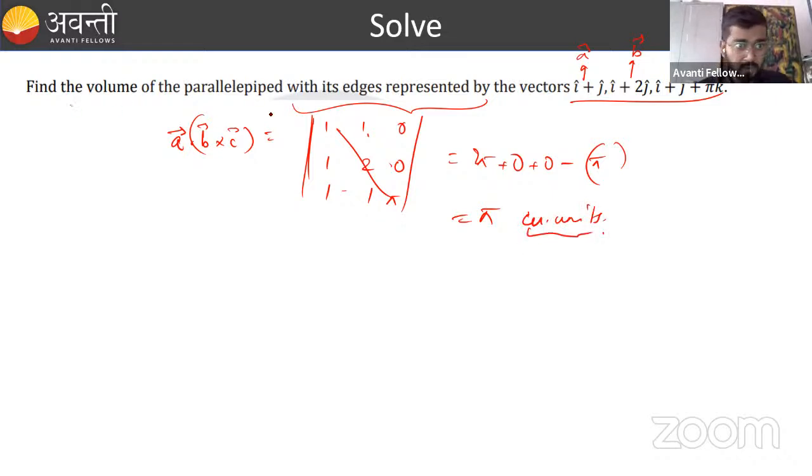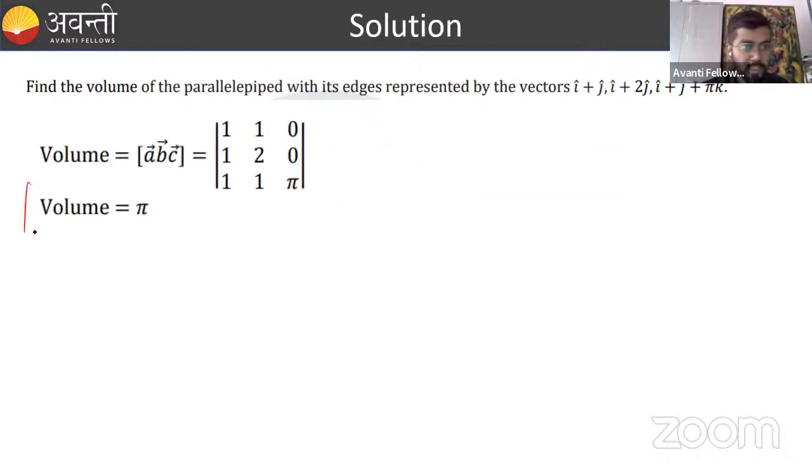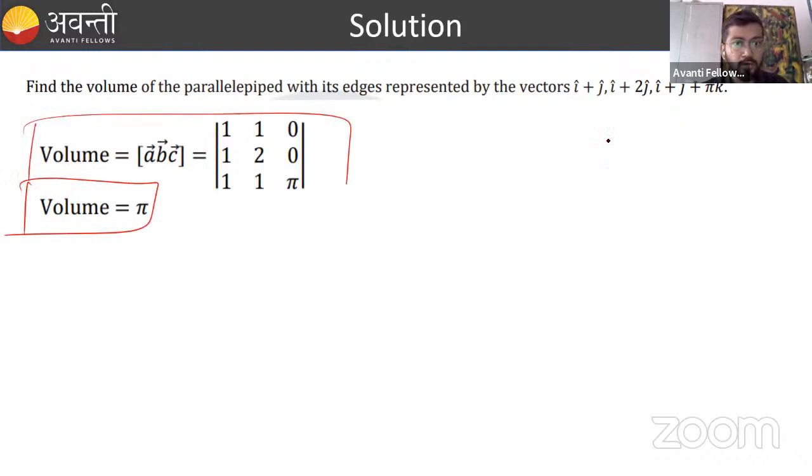So hence the volume of this parallelepiped is how much? Pi cubic units. See the solution. The volume is pi. Okay.